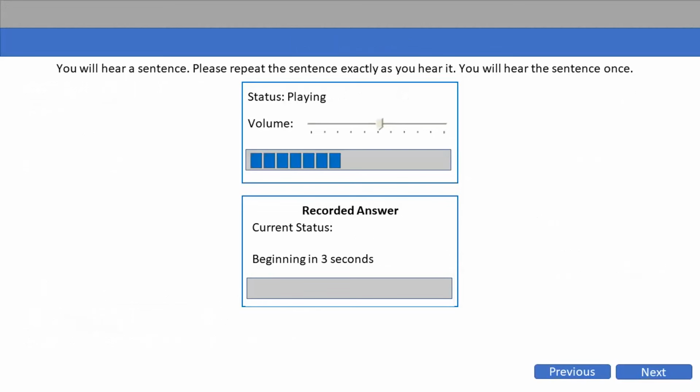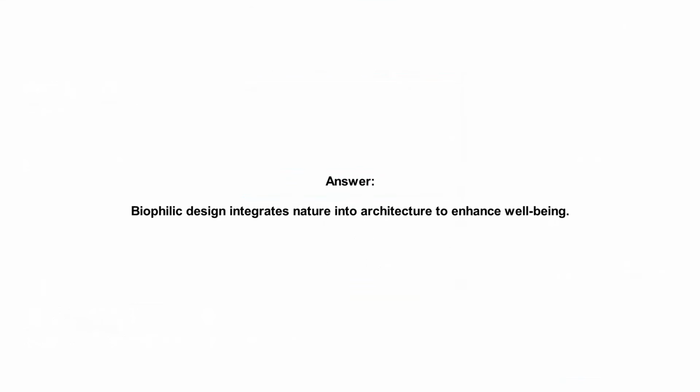Biophilic design integrates nature into architecture to enhance well-being.